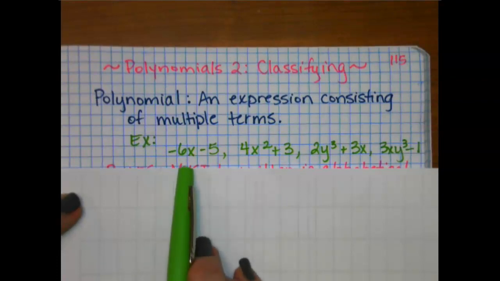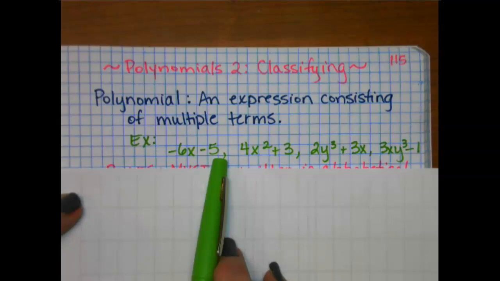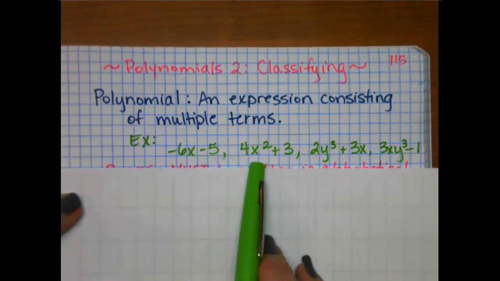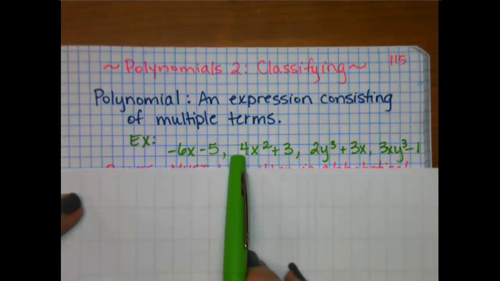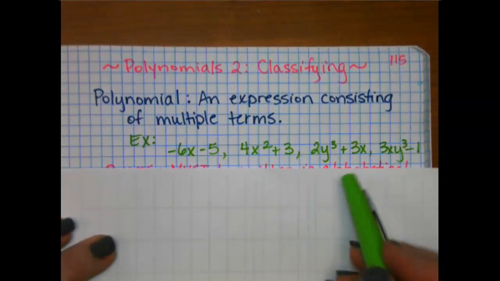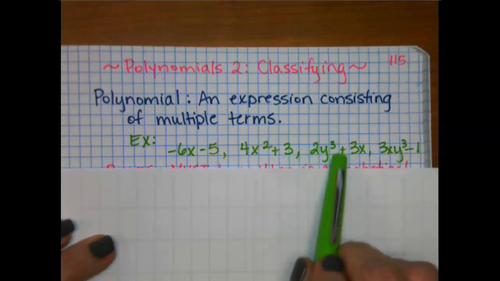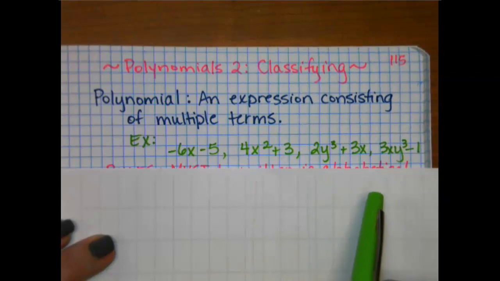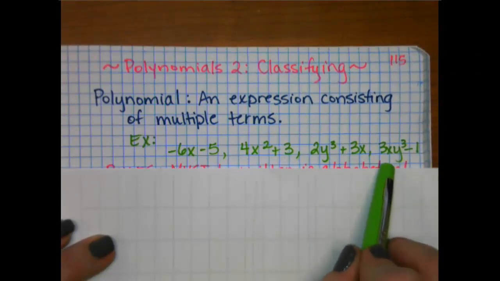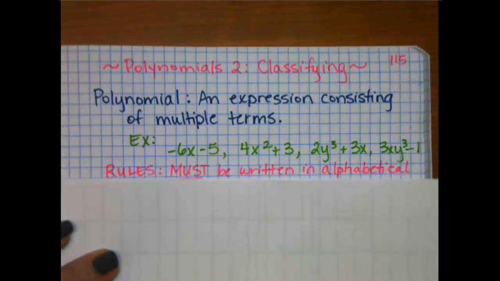Examples, right? You could have -6x - 5. I have a term here and a term here. There's more than one, so it's a polynomial. I could have 4x² + 3. It has two terms, it's more than one, it's a polynomial. I could have 2y³ + 3x. It's two terms, but it's a polynomial because there's more than one. Or I could have something like 3xy³ - 1. Still two terms, more than one, so it's a polynomial.